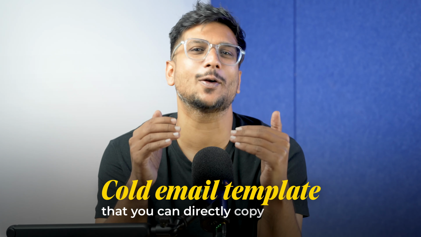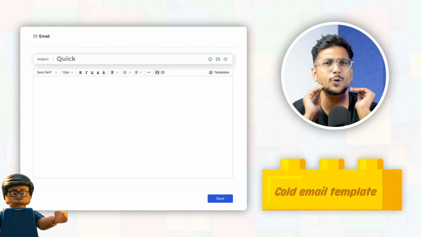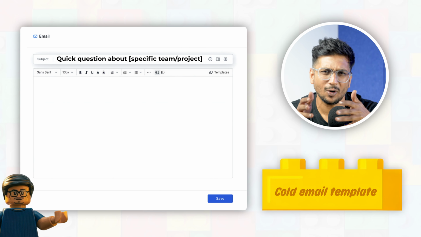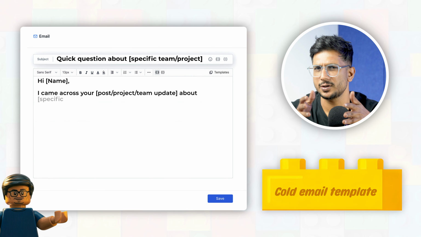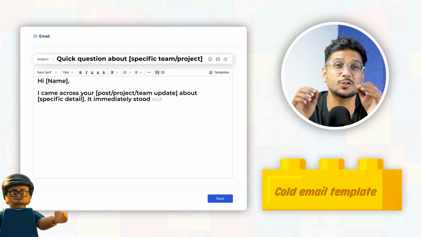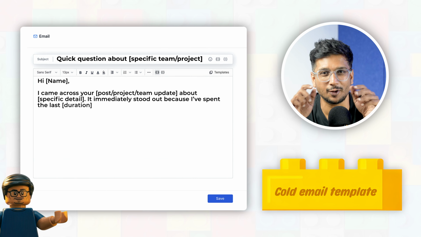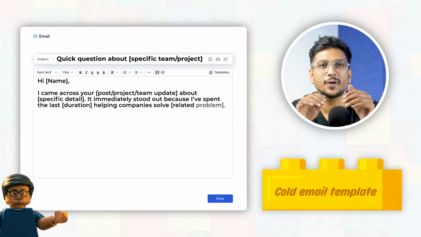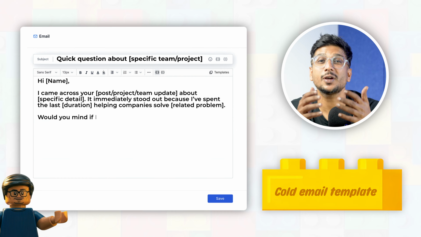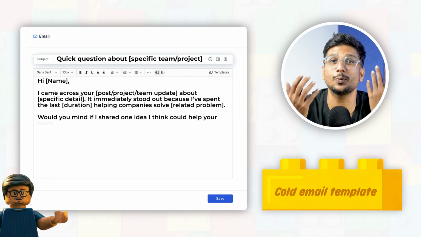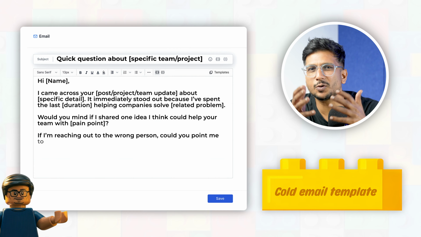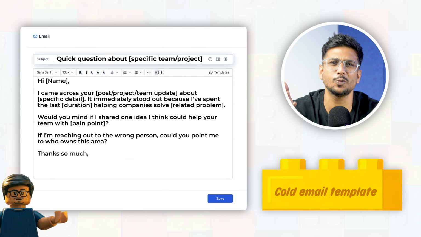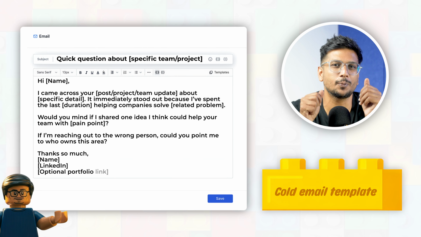Now here is a cold email template that you can directly copy and edit. Subject: quick question about specific team or project. "Hi, I came across your post, project, team update about specific details. It immediately stood out because I've spent the last duration helping companies solve related problem. Would you mind if I share one idea I think I could help your team with? Pain point. If I'm reaching out to the wrong person, could you point me to who owns this area? Thank you so much. Name, LinkedIn, optional portfolio link."